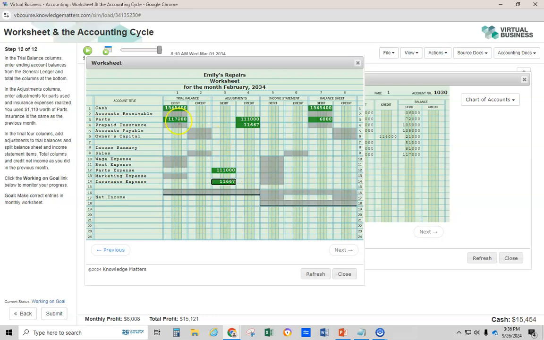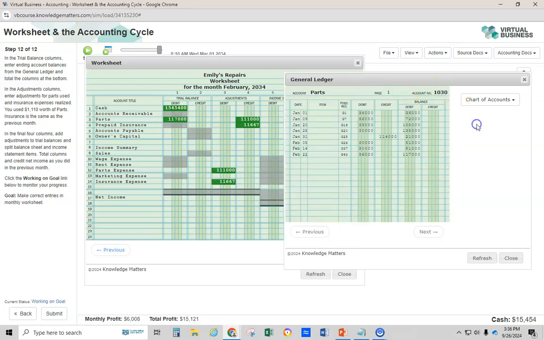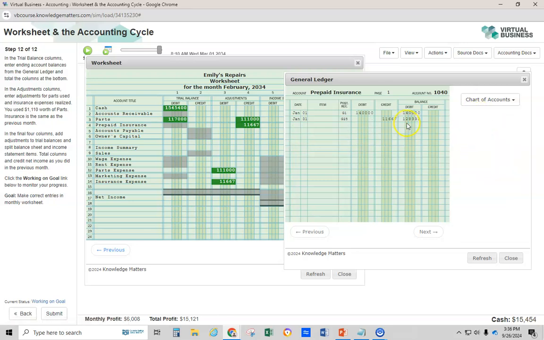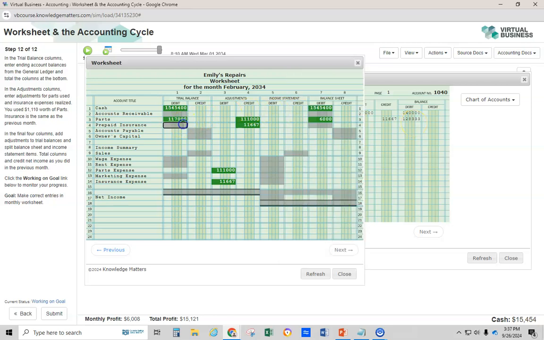And so let's go take a look at our insurance over here. Prepaid insurance, what did it start at? 12,833. Good. And I'm going to stop there because those are the only adjustments you have.